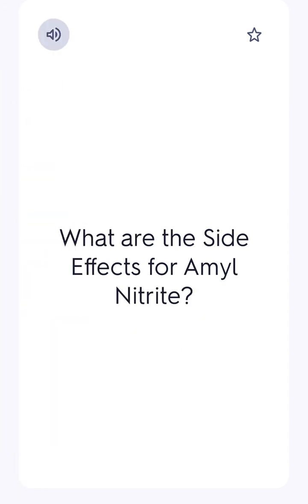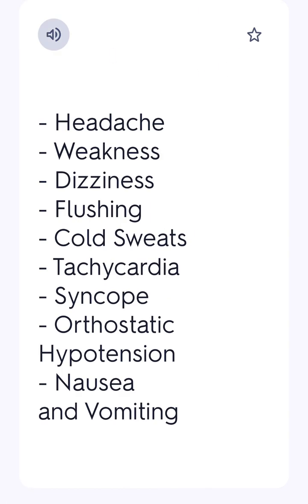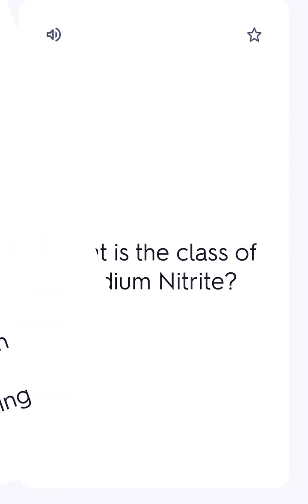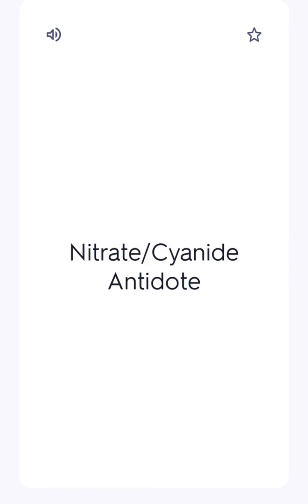What are the side effects for amyl nitrite? Headache, weakness, dizziness, flushing, cold sweats, tachycardia, syncope, orthostatic hypotension, nausea and vomiting. What is the class of sodium nitrite? Nitrate/cyanide antidote.